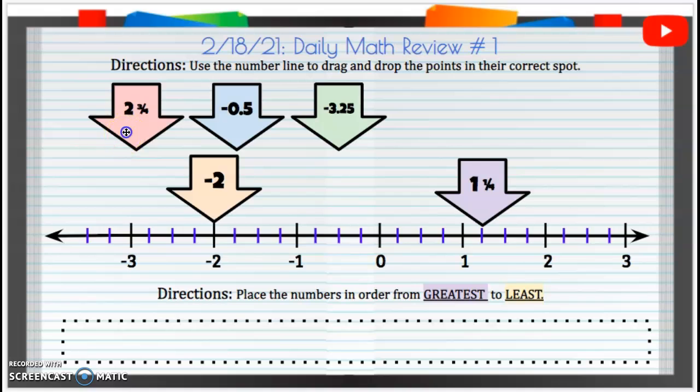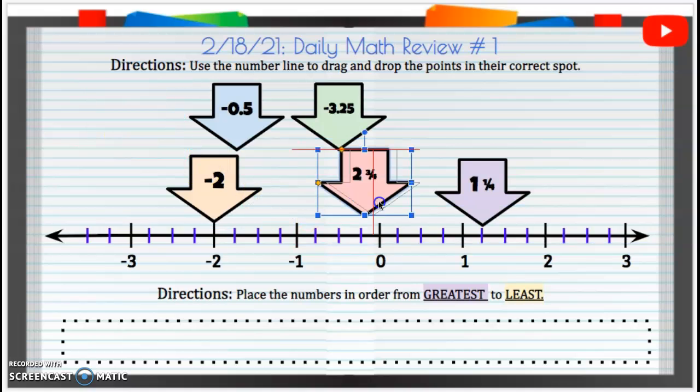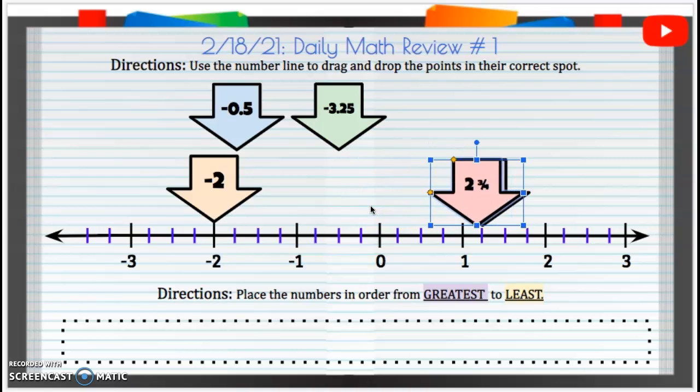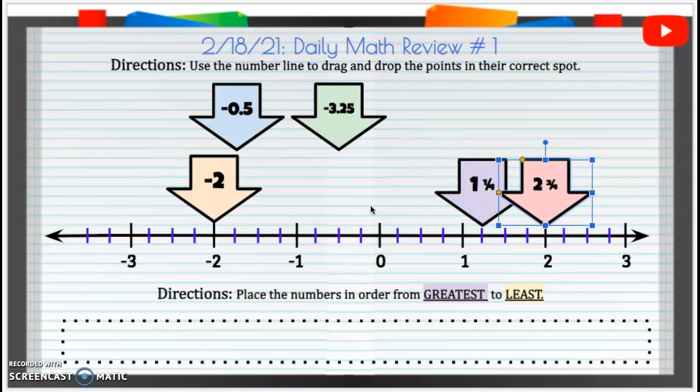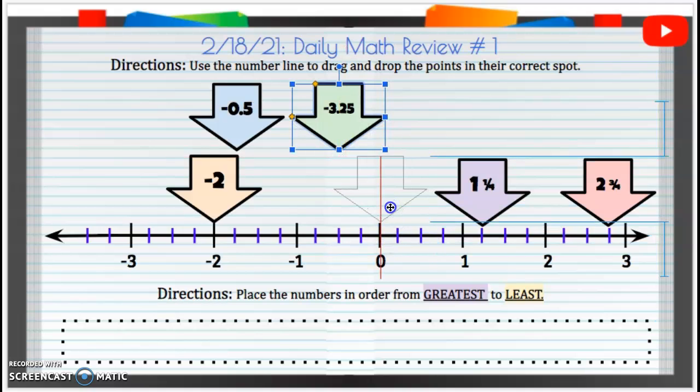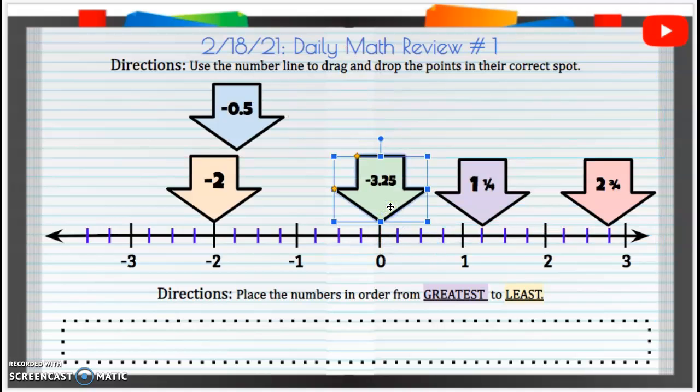Let's take a look at 2 and 3/4. So if we have our 2 and 3/4, we'll go over 2, and then we'll go 3 of the 4 tick marks. 1, 2, 3. All right, let's see. -3 and 25 hundredths. That's -3 and 25 hundredths, or -3.25.